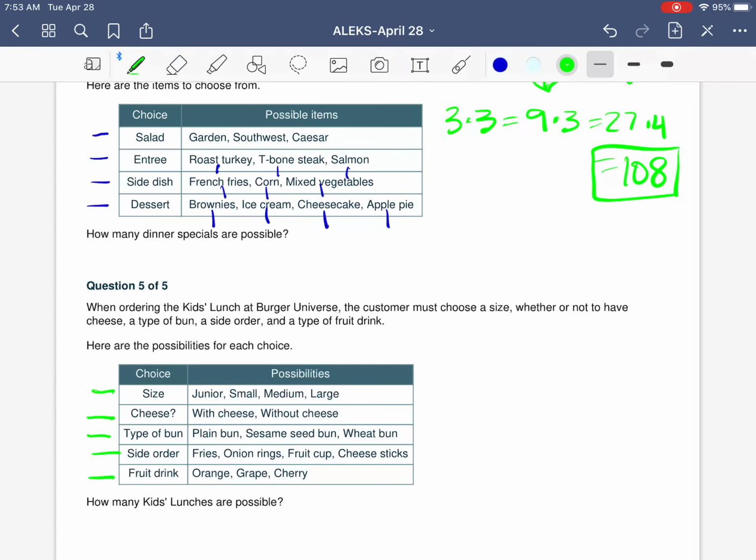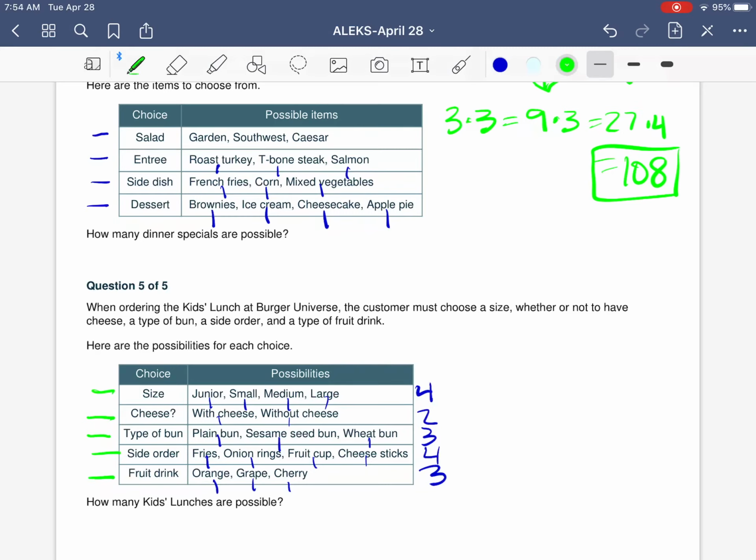So let's go back here. How many different choices do we have for size? 1, 2, 3, 4. So there are 4 choices for size. How many choices for cheese? 1, 2. How many choices for type of bun? 1, 2, 3. And how many choices for side order? 1, 2, 3, 4. And how many choices for fruit drink? 1, 2, 3. Okay, so these are the numbers that we're working with, and we're just going to multiply them together to find our answer.